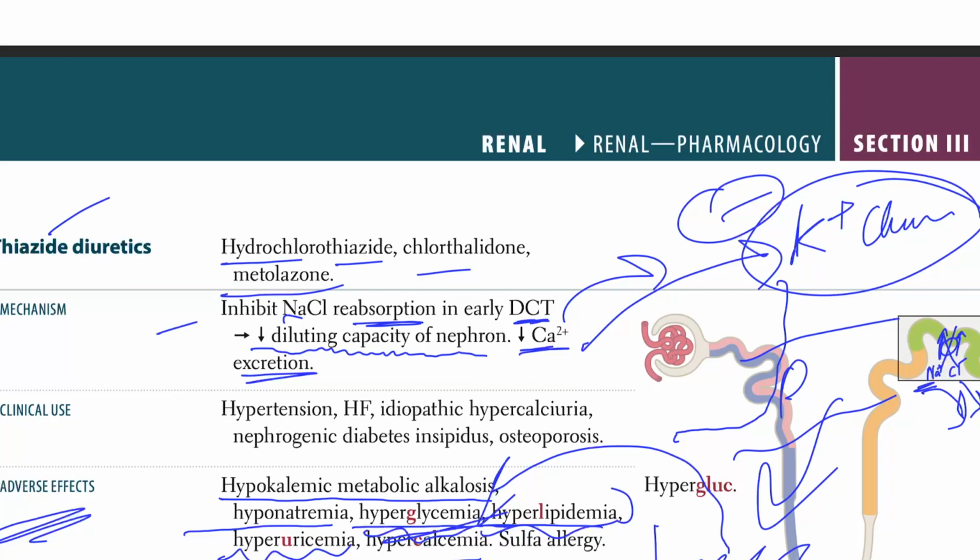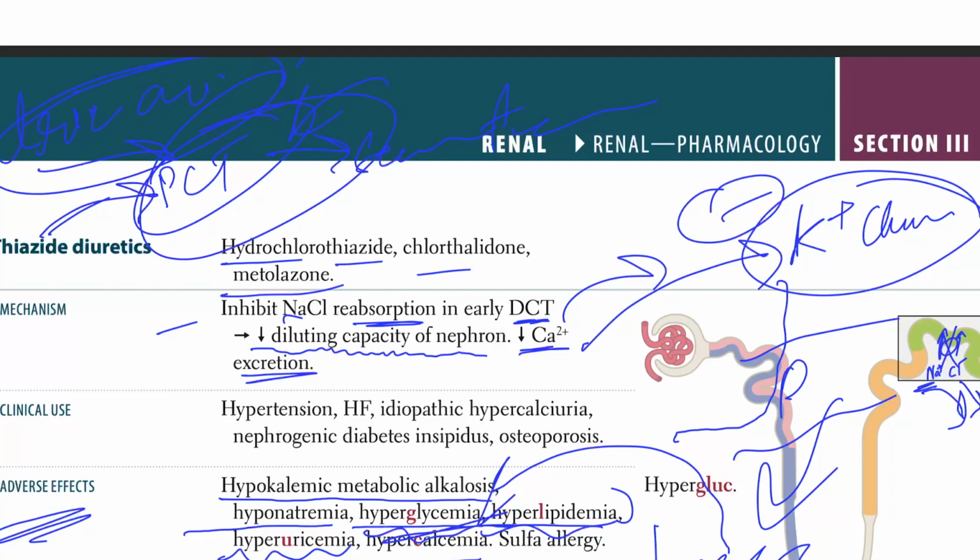Hyperuricemia is due to the fact that all of these diuretics, or any drugs, more likely a lot of drugs, use a transporter in the PCT, proximal convoluted tubule, to get secreted into the urine. Uric acid also uses the transporters in the PCT. So when the drugs come, they use up those transporters, and uric acid remains in the body. When it remains in the body, it causes hyperuricemia.